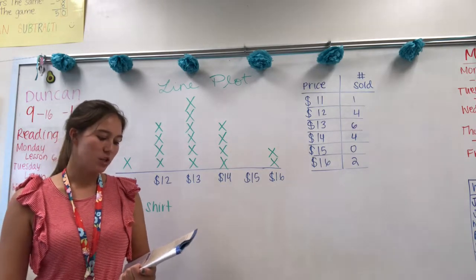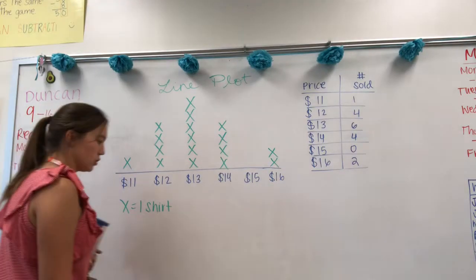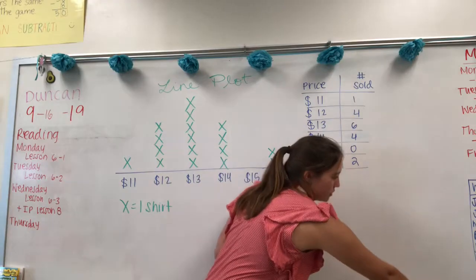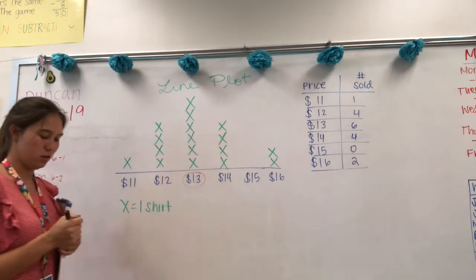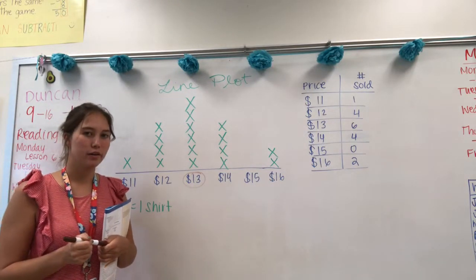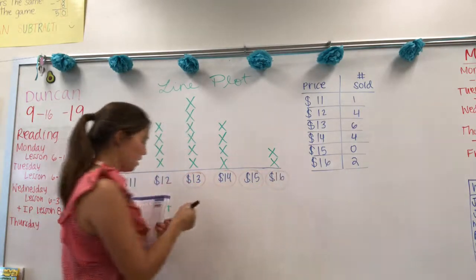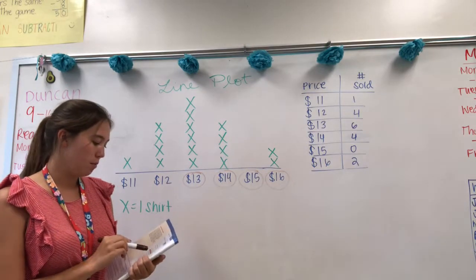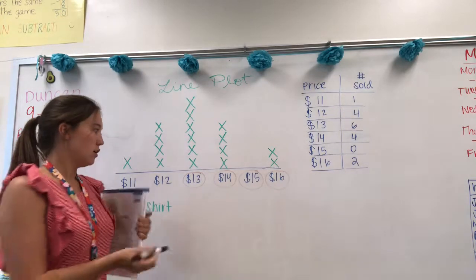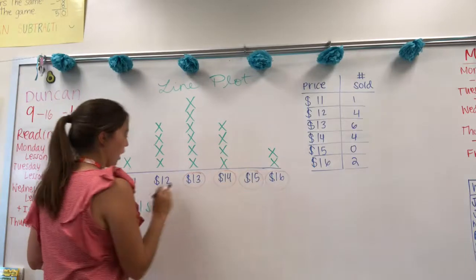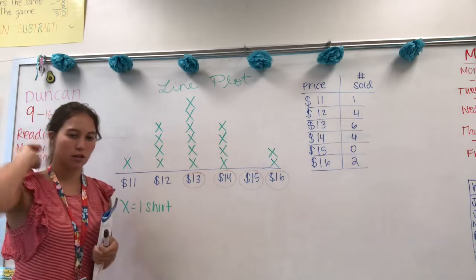Number 2, how many shirts were sold for $13 or more? So I'm going to model my thinking. $13 or more. So I'm going to find 13. Or more means greater. So I'm going to look at the numbers that go greater than 13. Let me reread my question. My question says, how many shirts were sold for $13 or more? So here's $13 or more. I'm not including these because these are less. $11 and $12 is less than $13.